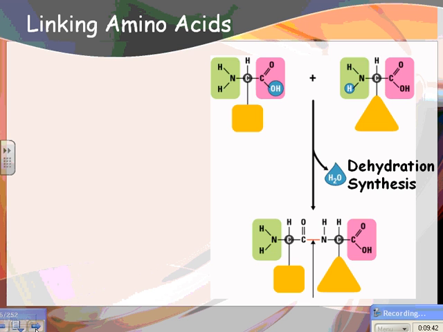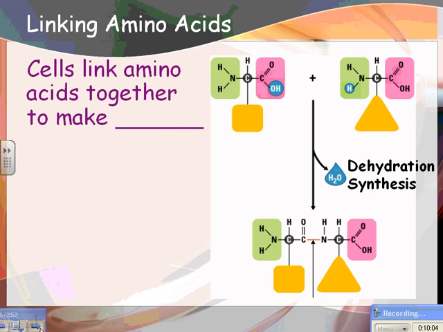Linking amino acids. So we're going to put amino acids together the same way that we did with carbohydrates. So it's dehydration synthesis. So you take out an H from this and an OH from this, and you join this carbon right to that nitrogen. So you'll see the carbon bonded right to the nitrogen right here.